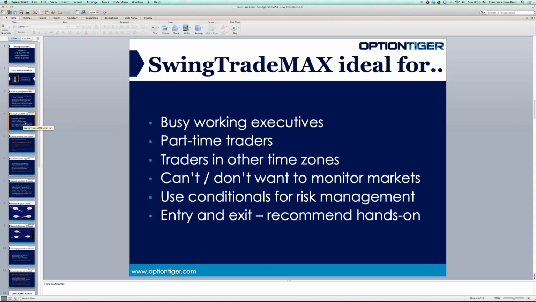Okay, now the SwingTradeMaX system is really ideal for working executives. If you're a part-time trader, or if you're a trader in other time zones or other countries, you can't monitor the markets, or you don't want to monitor the markets on a daily or hourly basis. These are all the kinds of situations where SwingTradeMaX will work very well, because once you enter a trade, you're entering with a high degree of reliability. And so, once you enter, you're probably not going to do anything to it that day.